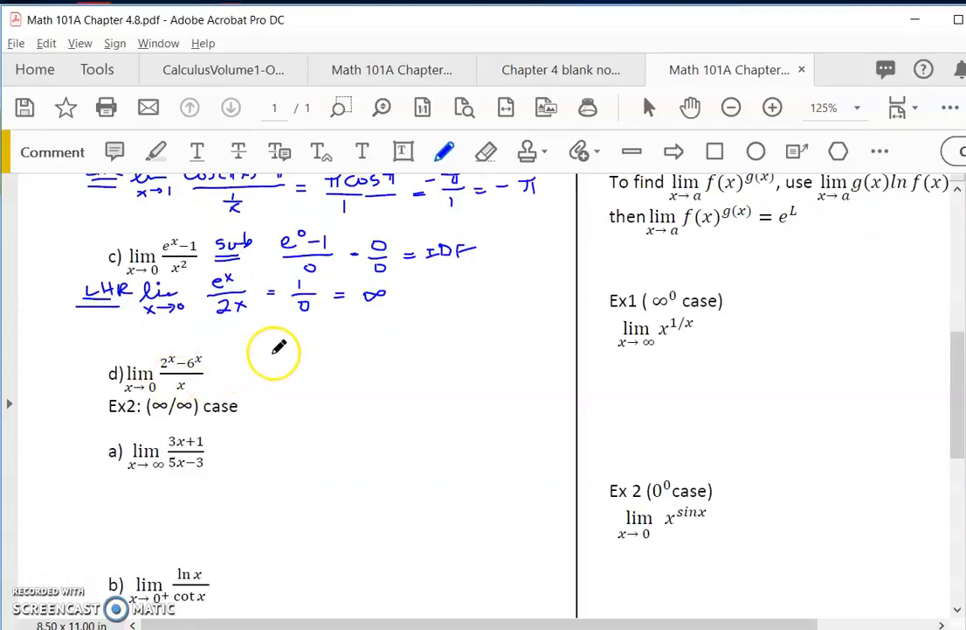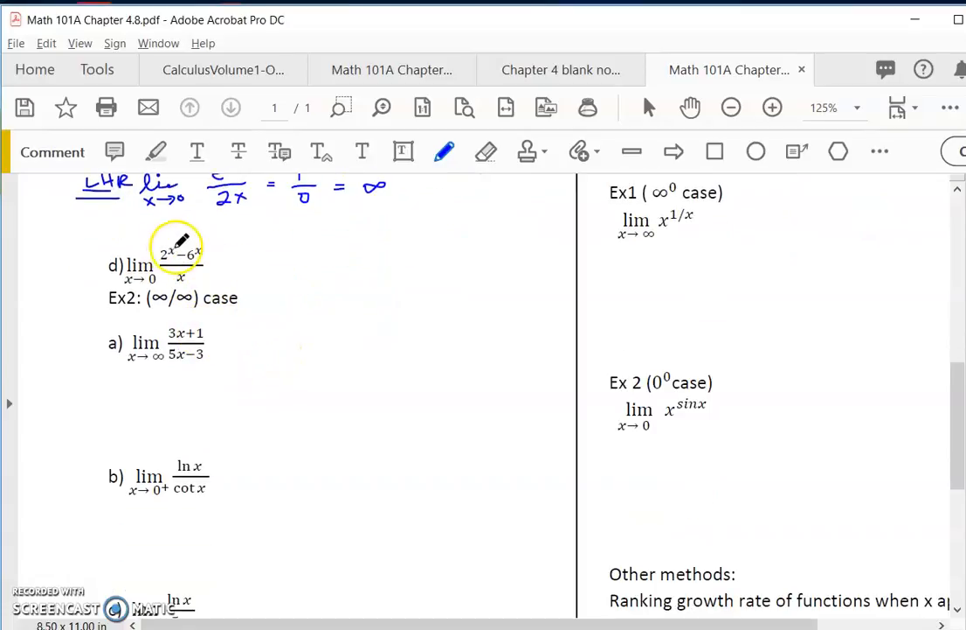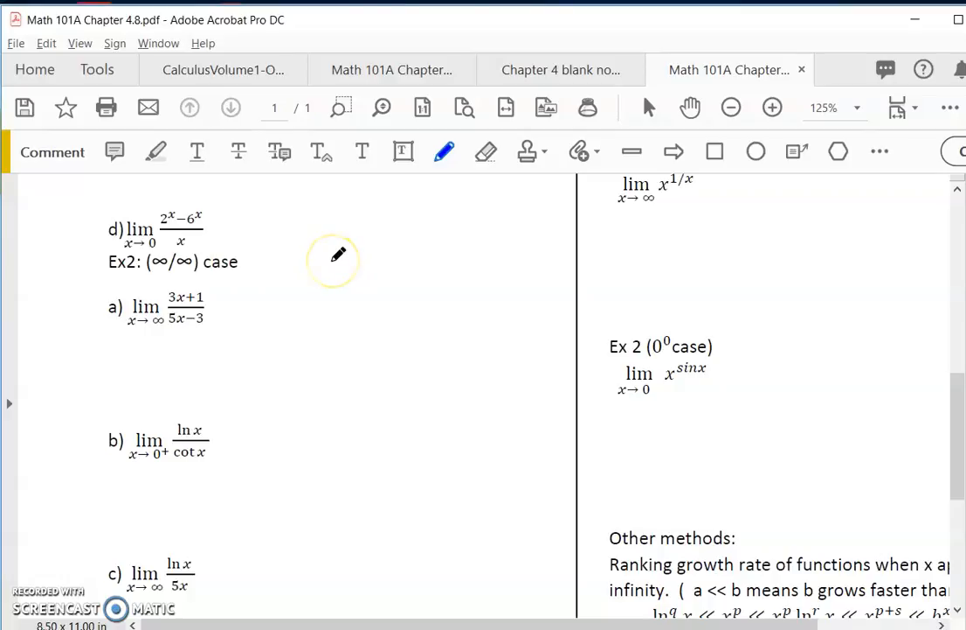The last one, we don't have space. I'll talk about this in class. And I think there is a question like that in your worksheet.